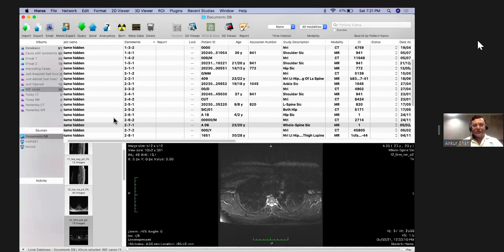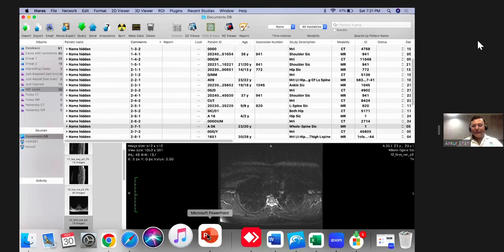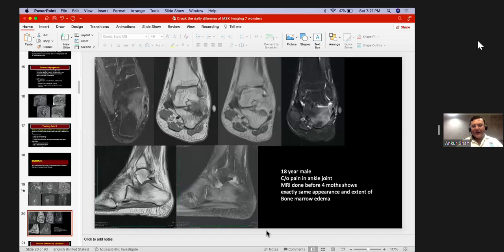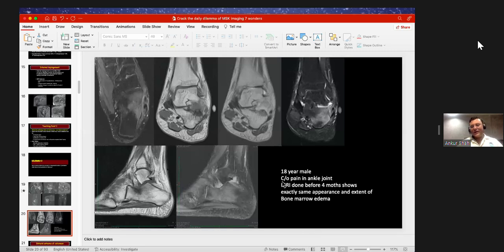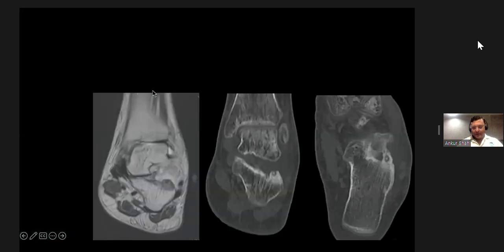So don't miss osteoid. Look carefully for the areas of marrow edema, and particularly when they are non-resolving or when they are at an unusual site. All these could be because of a small osteoid osteoma like here.